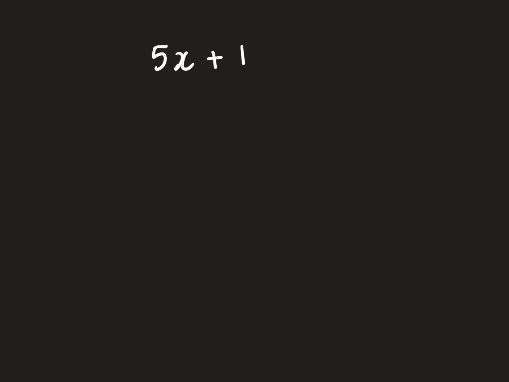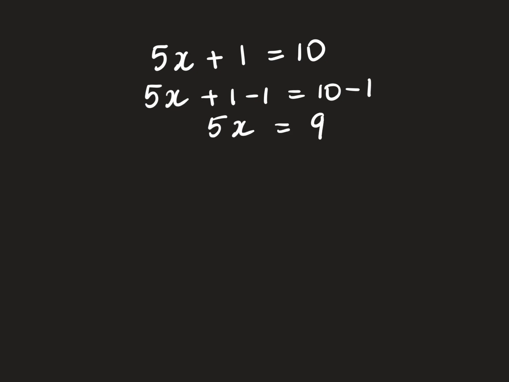5x plus 1 equals 10. How do I solve that? Same as always, 5x plus 1 minus 1 equals 10 minus 1. 5x equals 9. What do I do next? Divide by 5, cancel. x equals, well, 9 divided by 5, I don't know what that is. My calculator does. 9 divided by 5 equals 1.8.